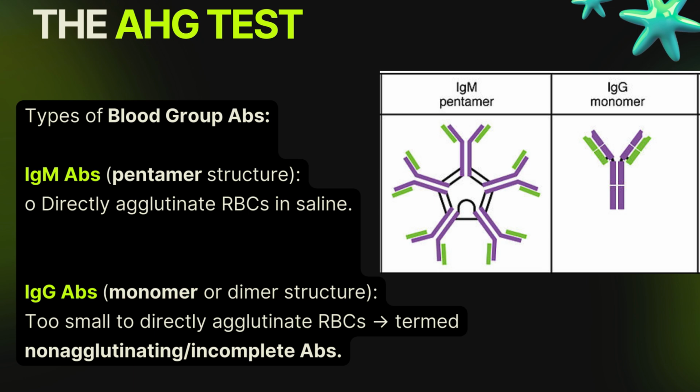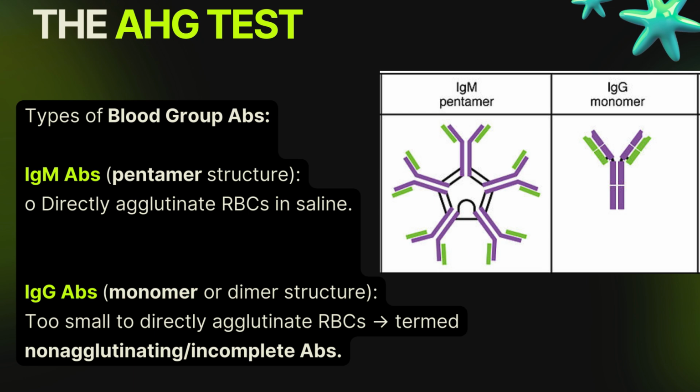Types of blood group antibodies: let's break down their characteristics and roles. Firstly, IgM antibodies have a pentameric structure, and this unique structure allows them to directly agglutinate red blood cells when placed in saline. On the other hand, IgG antibodies are smaller, typically existing as monomers or dimers. Because of their size, they are unable to directly agglutinate red blood cells. This characteristic is why they are often referred to as non-agglutinating or incomplete antibodies.